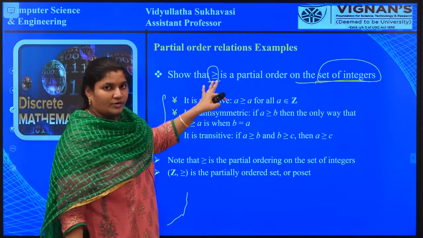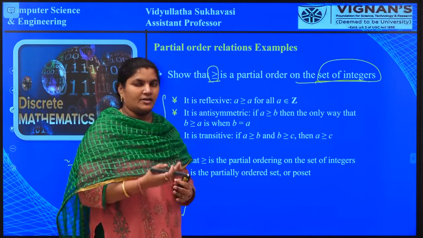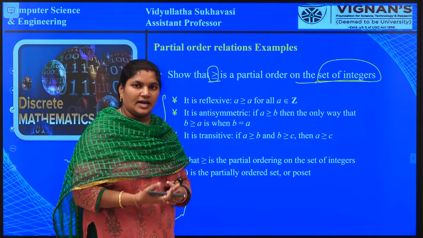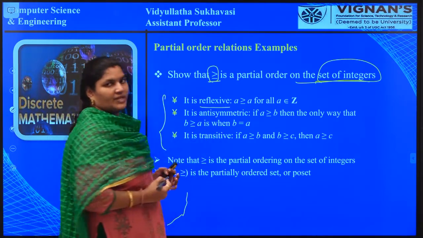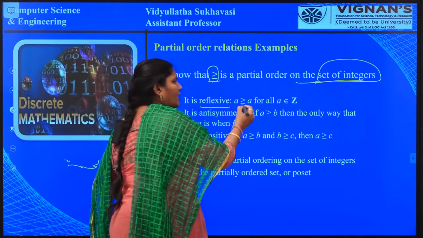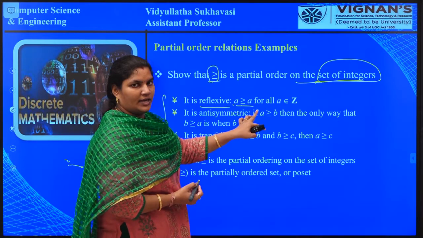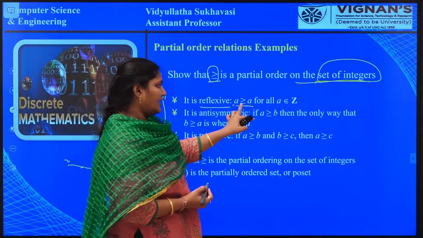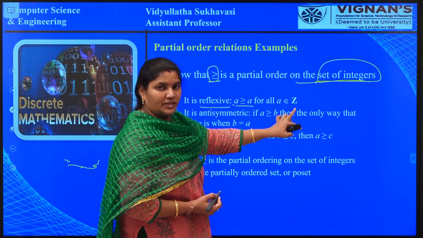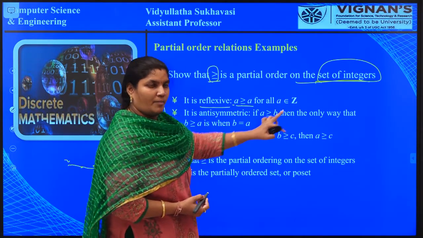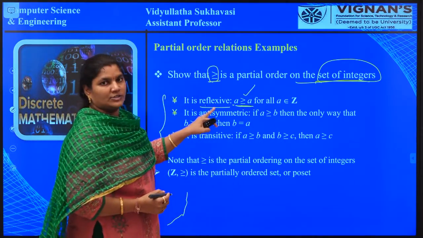If you want to check for a partial ordered relation, what are the properties we need to check? Reflexive, antisymmetric and transitive properties. So first we will check reflexive. If A is greater than or equal to A, that means A is equal to A, so it is satisfying; the condition is true. Then it is true for all the integer values. That means it is satisfying the reflexive property.